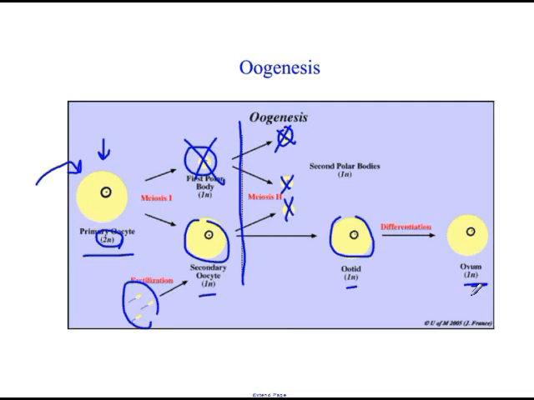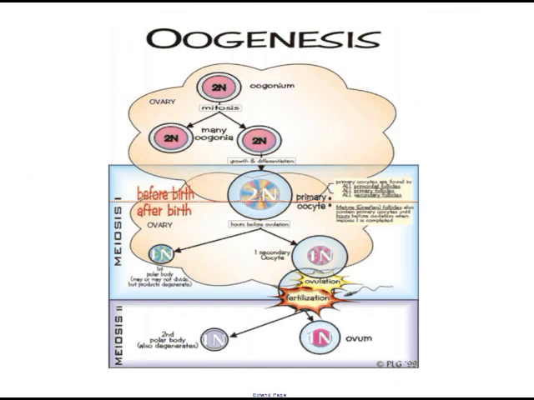So let's go ahead and see what's going on. From one, we don't get four like we did with sperm. We only get one, and this is the egg, but we get three polar bodies, which really don't develop into anything. I know, very confusing. Okay, let's just look one more time at a graphic of what's going on.